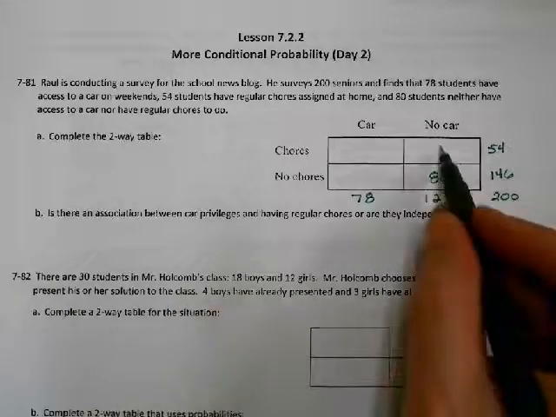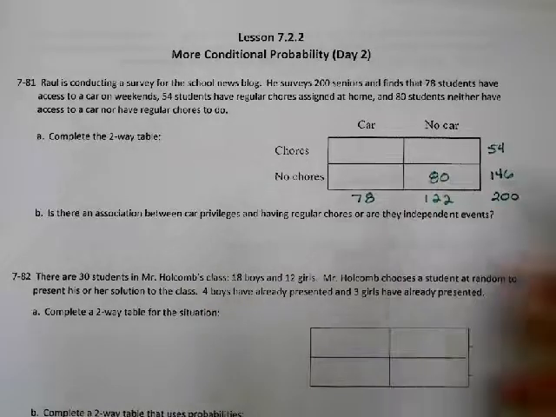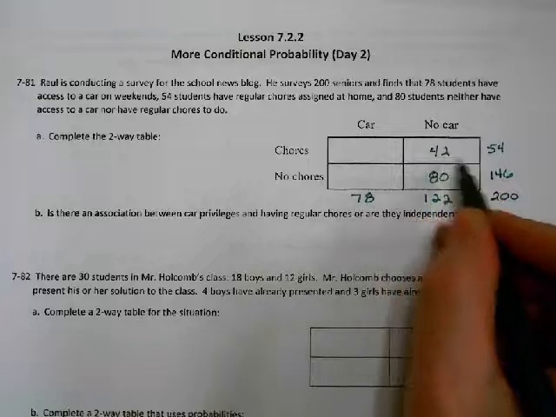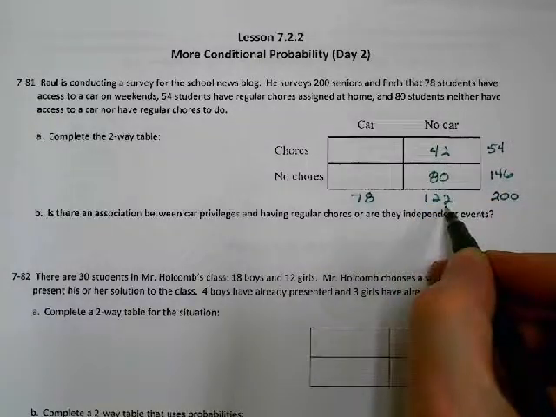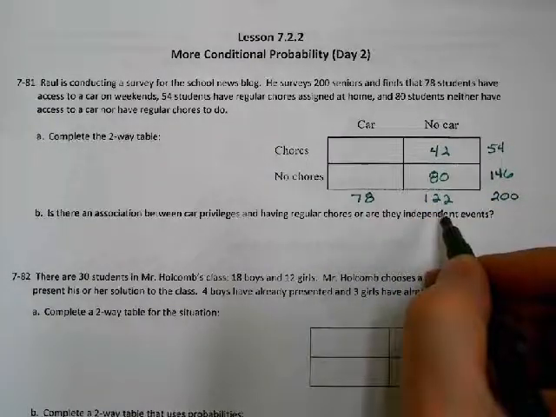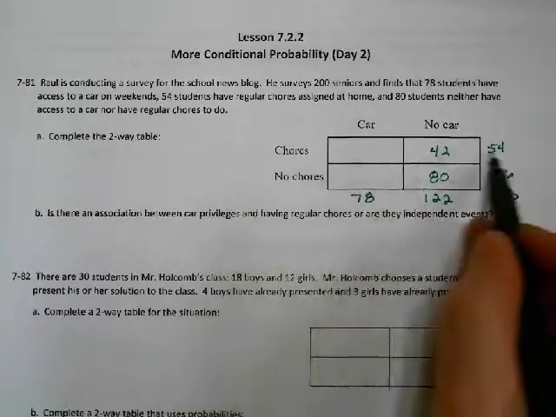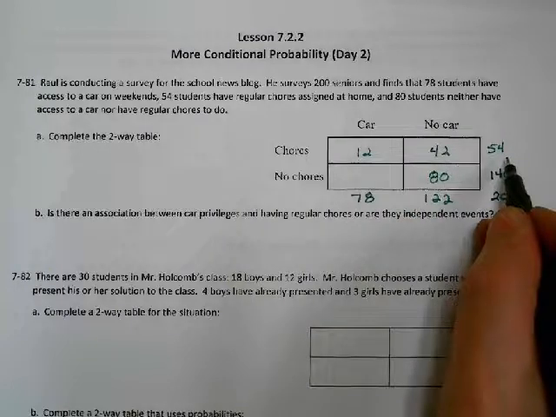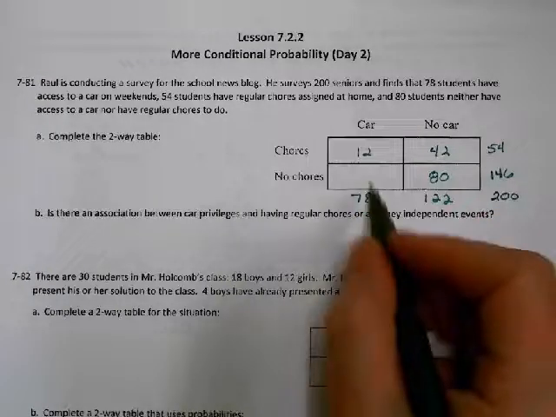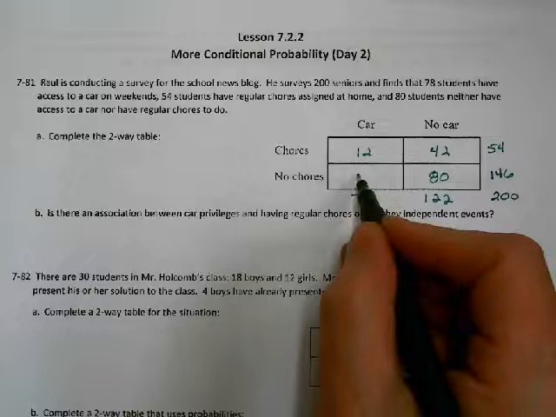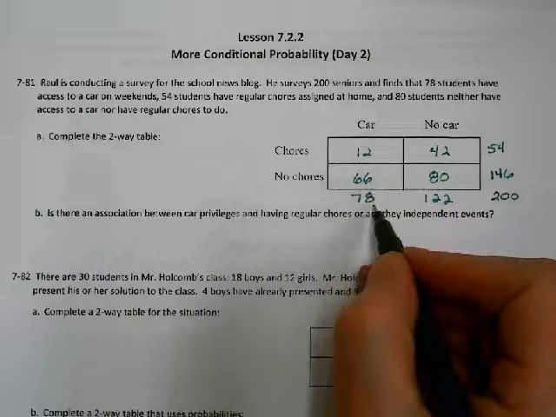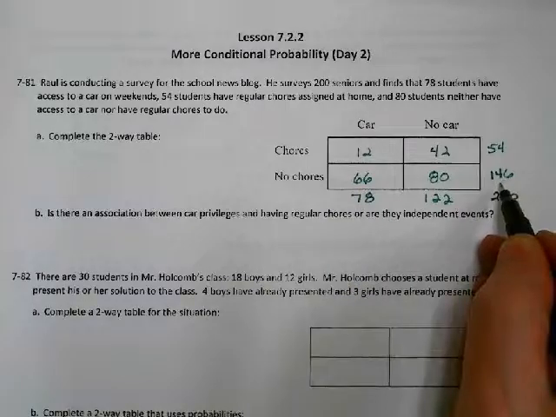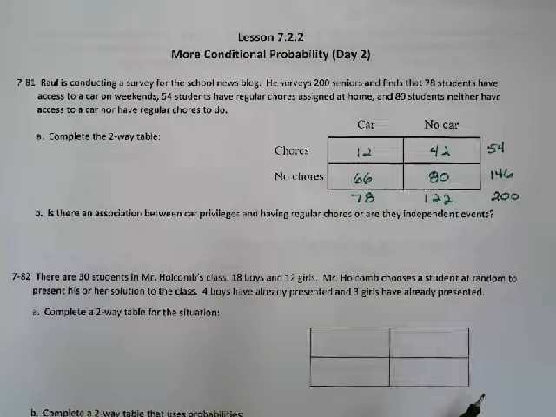Okay, now I can figure out that up here, this number has to be 42, because 42 plus 80 is 122, so they have to add going up and down. And then I can say, okay, going this way, this has to be 12, because 12 plus 42 is 54. And then going this way, this would have to be, what, 66? Because 12 plus 66 is 78. And then going this way, I can see that it still adds up, 66 plus 80. So everything has to add up.